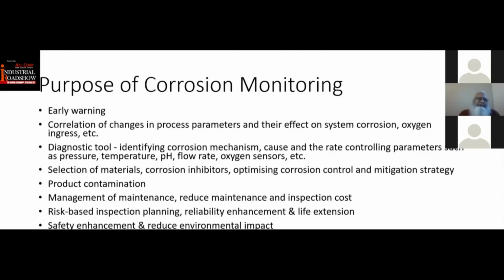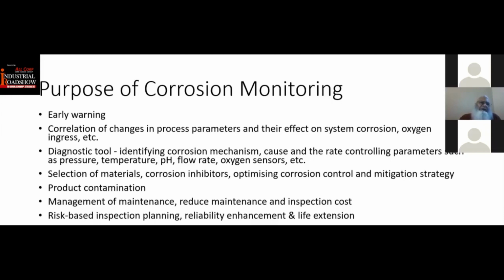It also correlates changes in process parameters and their effect on system corrosion. Oxygen ingress means that parameters like oxygen or corrosive constituents, as they change, can change the corrosion pattern of the corrosion monitoring and evaluation hardware and the probes in there.